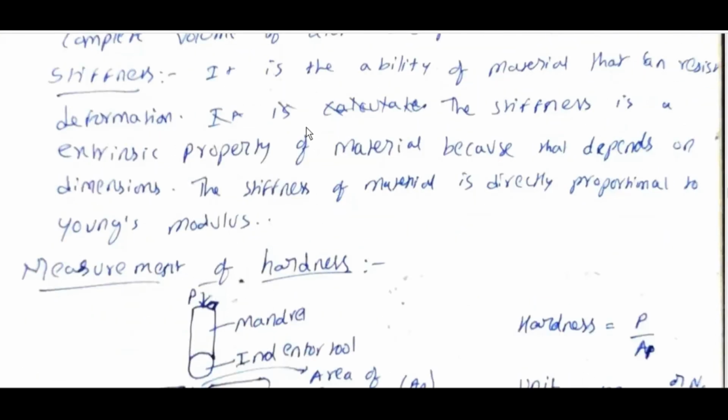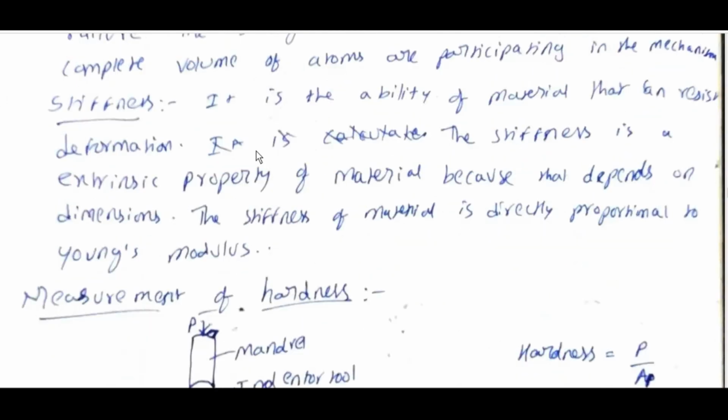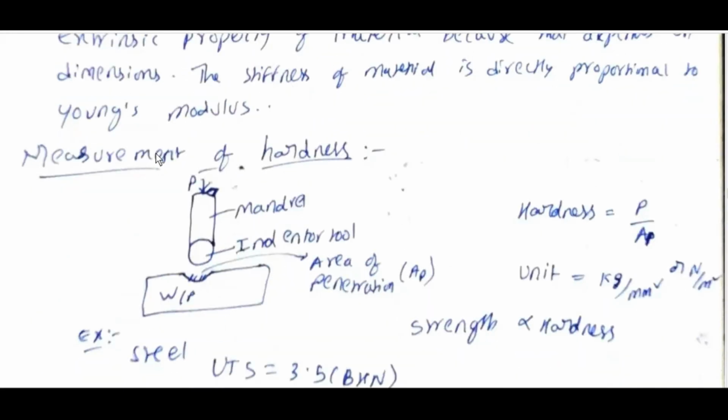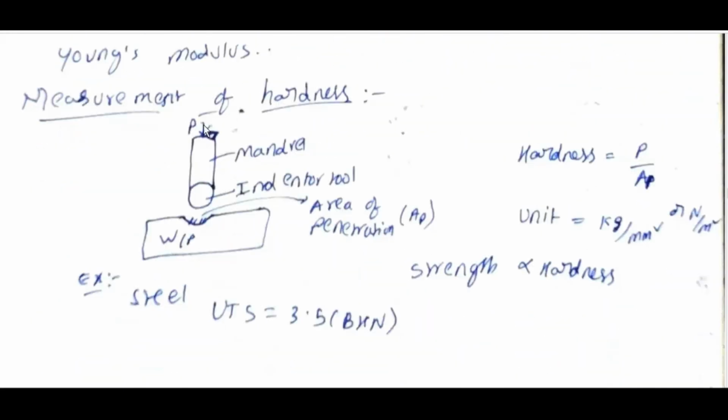Stiffness is the ability to resist deformation. Strength is the ability to resist failure. For measurement of hardness, an indenter tool is pressed into the workpiece, and the area of penetration is AP. Hardness H is equal to P by AP, with units of kg per mm square or Newton per meter square.